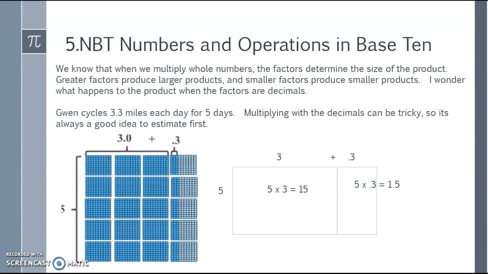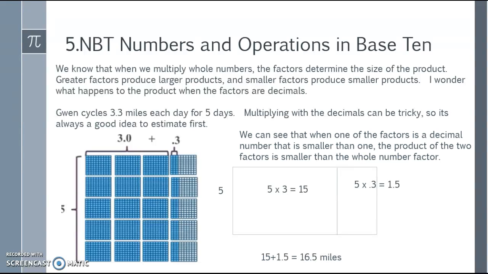So along the top, we'll have 3 plus 3 tenths. So I break them down into the whole. On the left, 5. 5 times 3 is 15 and 5 times 3 tenths is 1.5. If I were to add 3 of those tenths together by 5, we would make one whole, and we would have 5 tenths or half of a square left over. Adding our pieces together using a little bit of mental math, we get 16.5 miles.